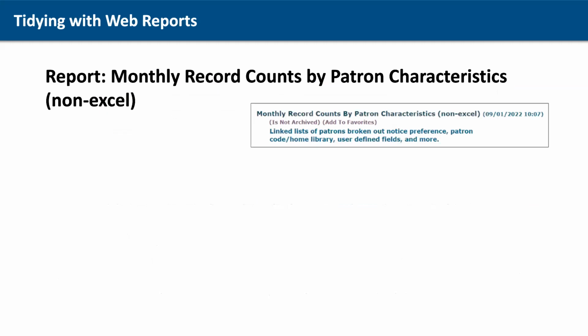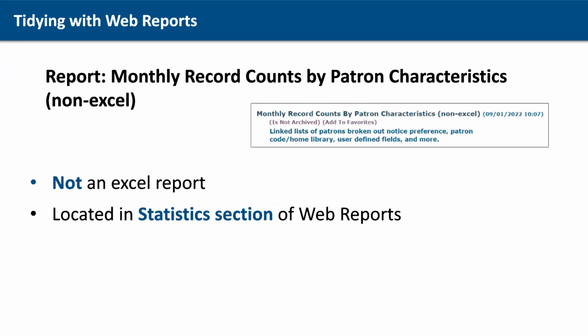And the final report in web reports, now this one is a less traditional report in that it's not an Excel report. You can't download the report as an Excel spreadsheet. So we're going to look at the monthly record counts by patron characteristics, which is found in the statistics section of web reports. This is also a monthly report, so it updates on the 1st of every month.